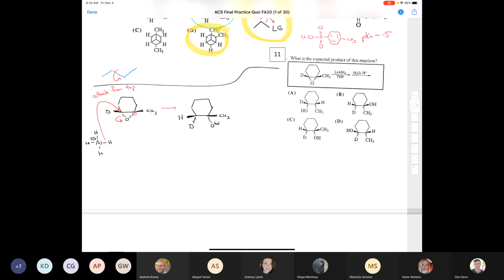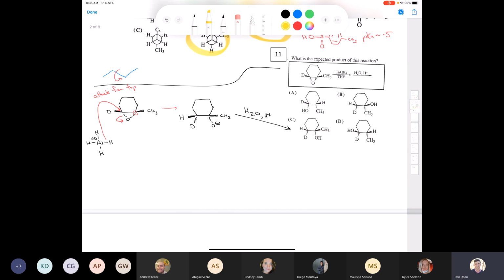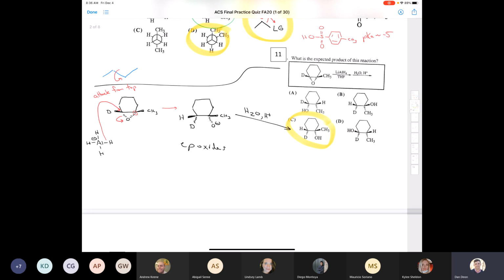It's so that they can test you to make sure that you understand how the nucleophilic attack is going to occur. And so if I protonate this with water, so a little bit of acid, okay, that's going to give me C. That's my final answer. So this is quizzing you on epoxide. So if you need to review your epoxide chemistry or oxirane chemistry, be sure to go ahead and do that. That was in the ethers and epoxides chapter 13.